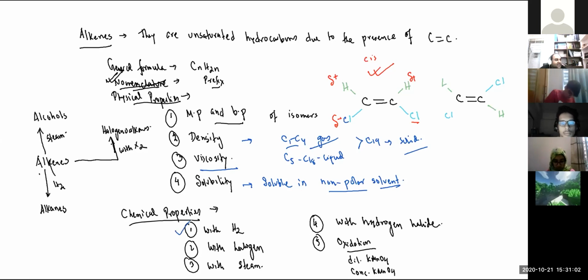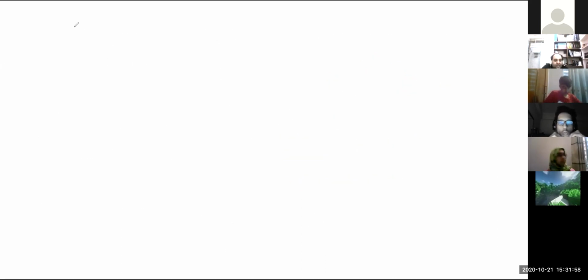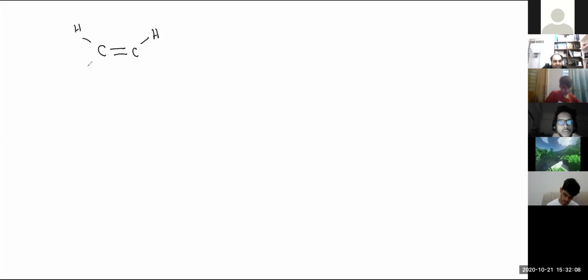Chemical properties is the one which you need. So with hydrogen, with halogen, with steam, with hydrogen halide, and oxidation. Tana Shanil, can you explain how this electrophilic addition works? Can you explain us, please?